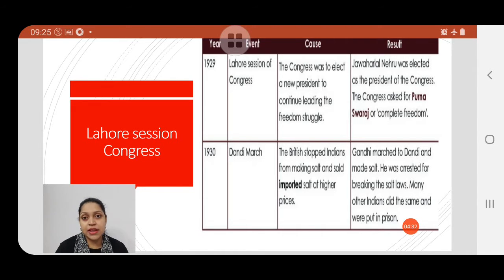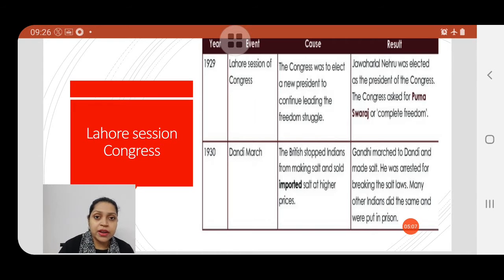Pandit Jawaharlal Nehru. So it was the first time Pandit Jawaharlal Nehru came into the scene of the Indian independence, and he became the president of the Lahore session of Congress. In that session he got elected and he became the president of the Congress, and he was there all the time, and we all know he became the first Prime Minister of India. And in this session, the Congress asked for Purna Swaraj, or complete freedom.